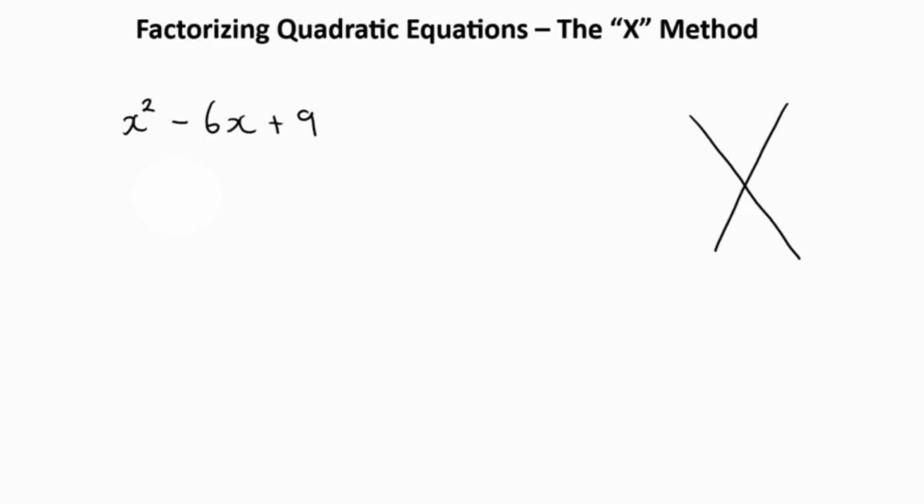So we have an X drawn on the right hand side, and at the top of the X we want two numbers or terms that give me their product as X squared. So this one is pretty easy. It can only be X and X.